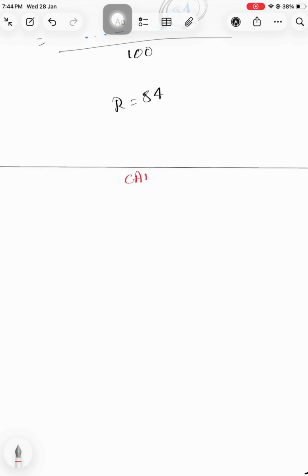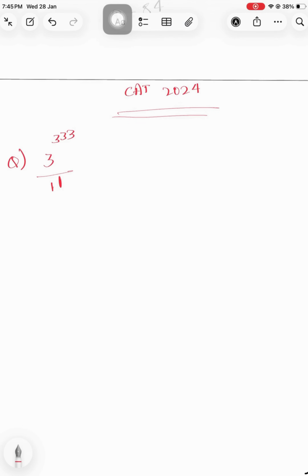Now let's take a real problem statement from the CAT paper asked in the year 2024. When 3 raised to the power 333 is divided by 11, the remainder is? Okay, so for this problem statement, as we have discussed just now, can we really apply Euler's theorem in this problem statement?